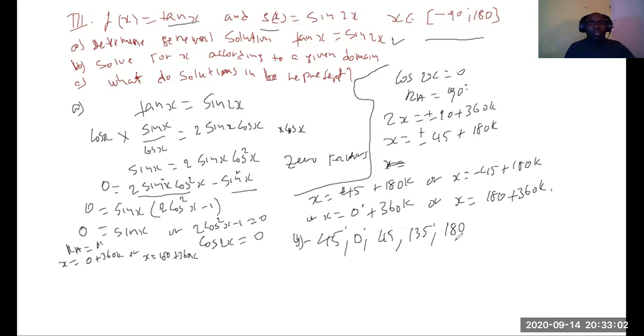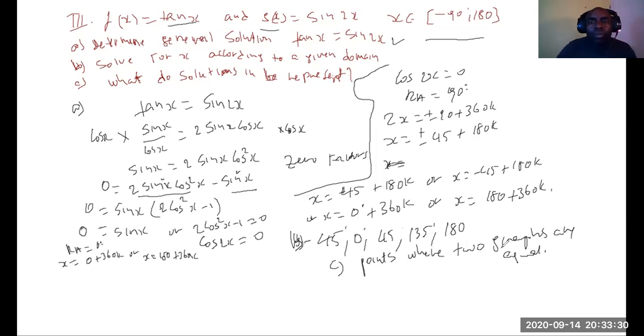So these are for number B. Number C, these are points where the two graphs are equal. It's a typical question where you have the general solutions and the solution that specifies the domain all coming together within trig functions.